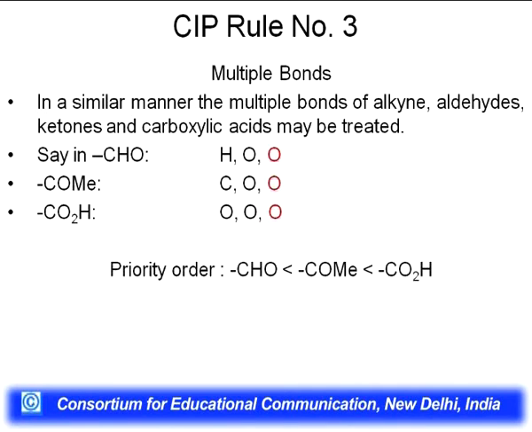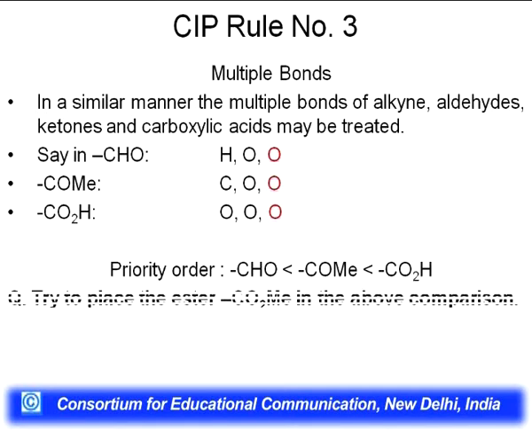Yes, the priority order is aldehyde, because it has one H and 2 oxygens, and the ketone, we can say an acetyl group, has a C and 2 oxygens. So clearly the acetyl group wins over the aldehydic group CHO, and the carboxylic acid, the carboxyl group, has 3 oxygens. So it is the highest priority group. So carboxylic acid priority number 1, the acetyl group priority number 2, and the aldehyde group priority number 3.